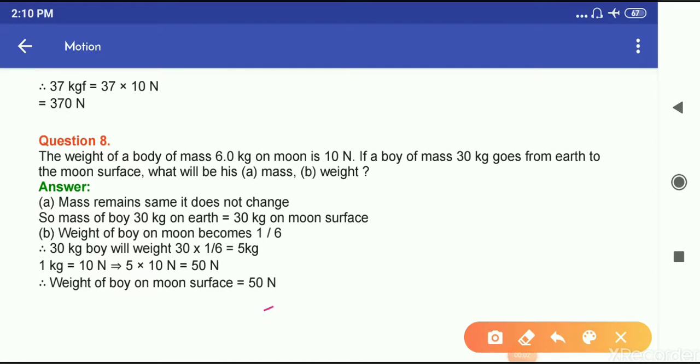With this, we have completed question answers and numericals of lesson number 2. You have to complete this work in your notebook in neat and clean handwriting, and you have to learn these question answers also and practice these numericals.